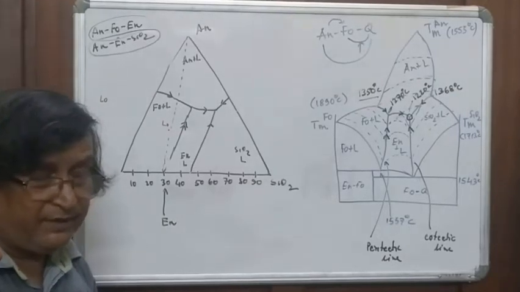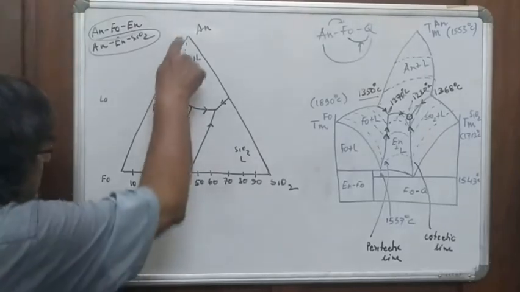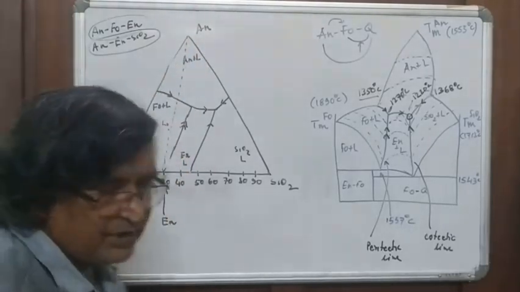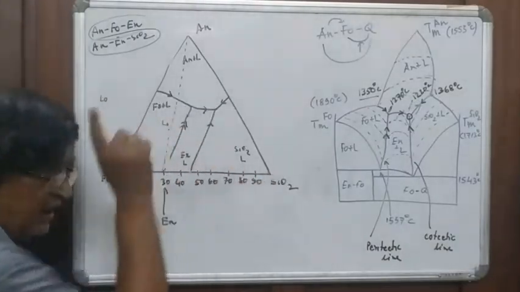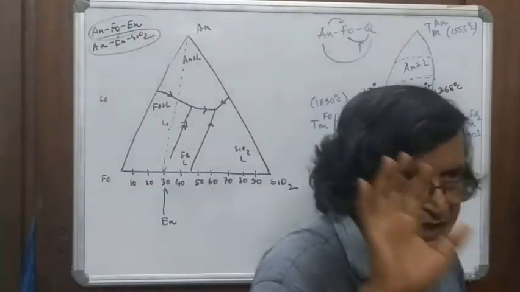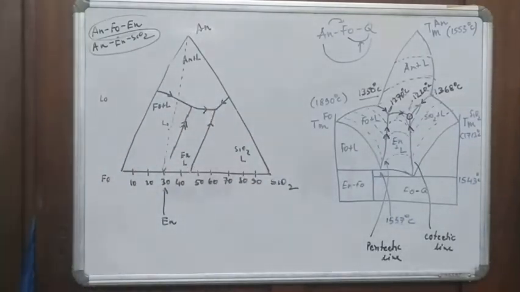I'm not talking of the initial crystallization. Now, the final assemblage will consist only of anorthite and enstatite, and not forsterite or silica as the last equilibrium assemblage. And we are talking of equilibrium crystallization.